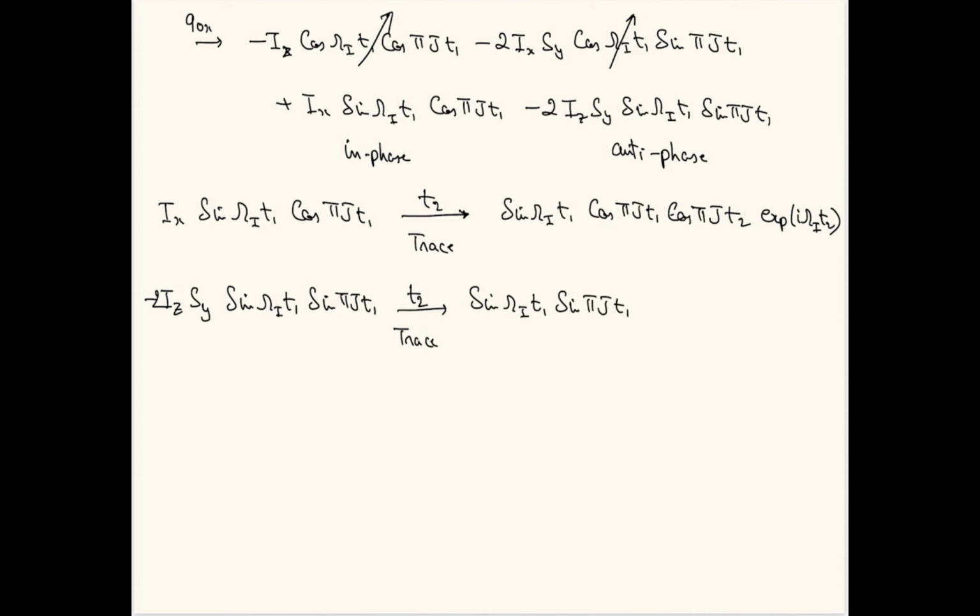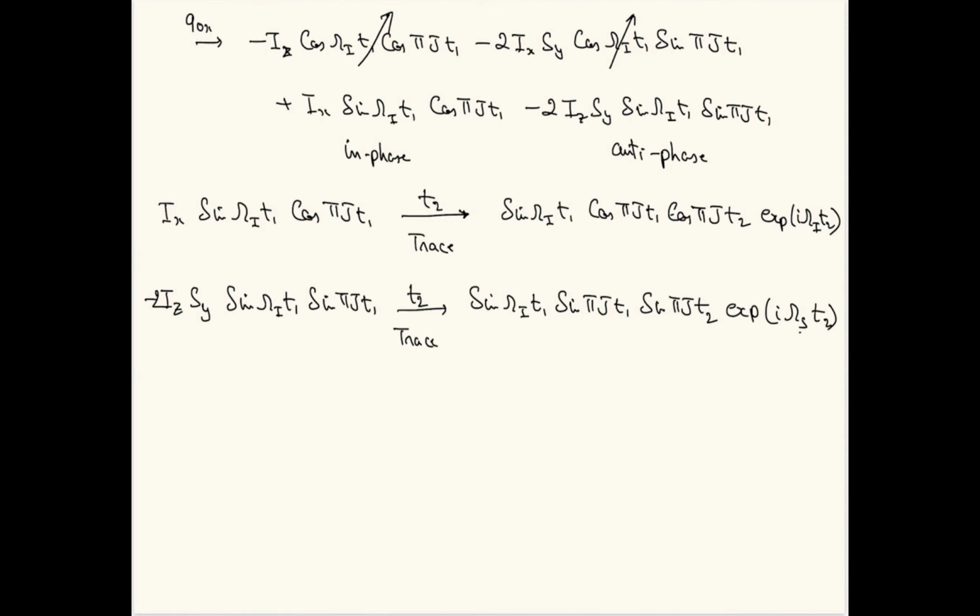So it's an antiphase component, so you will get a sine component here, sine pi J t2, and the complex evolution oscillation part omega S, because your frequency coherence is in antiphase in S, so you will get a frequency of S in t2, right?